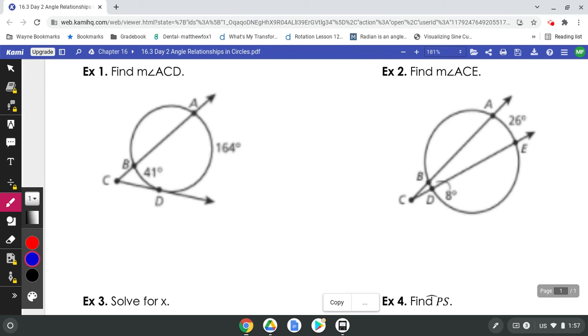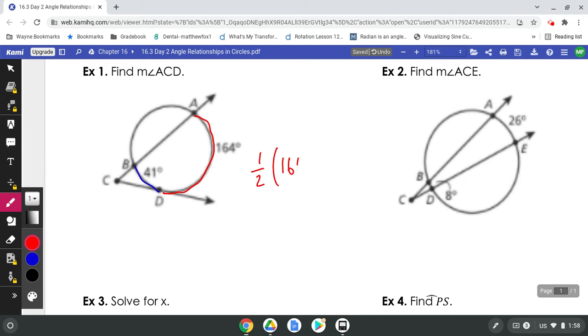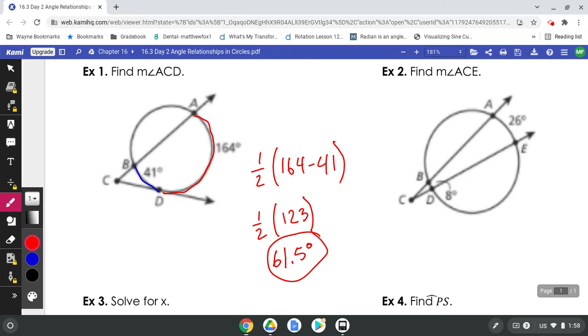So this first one, our little arc here is 41, the big arc is 164. All we have to do is 1/2 times 164 minus 41. If you weren't sure which one to put first, it cannot be negative. So it can't be 41 minus 164. That would give us a negative answer, which doesn't make sense. So 164 minus 41 gives us 123. So half of 123, or 123 times 0.5, or divided by 2, is 61.5 degrees. And that's our answer. And we're done. And that is what this angle right here is.